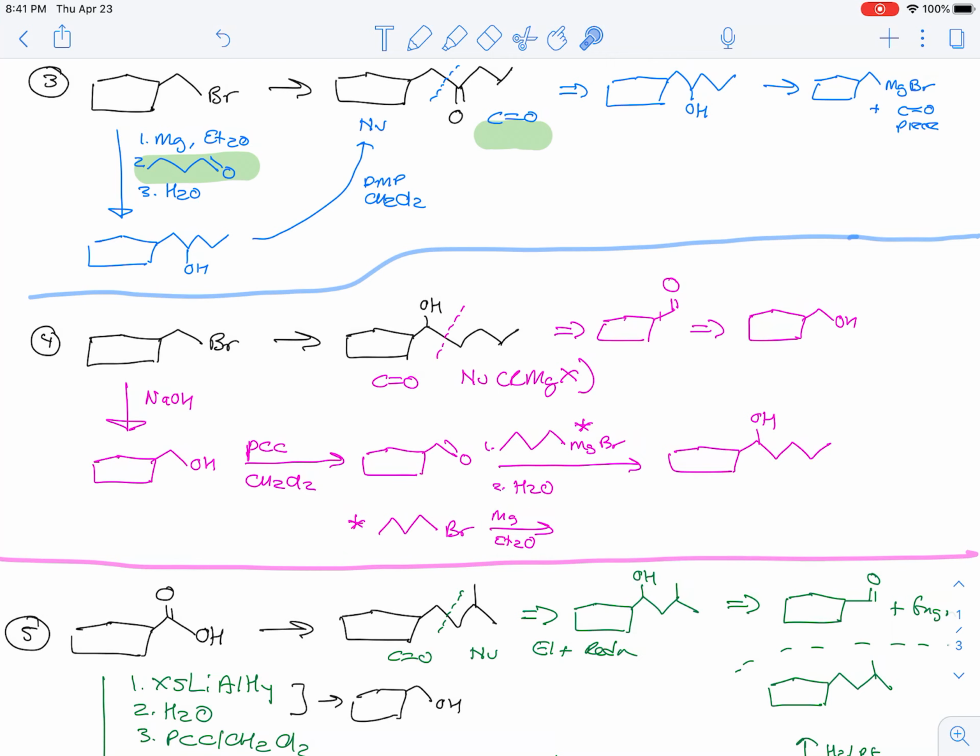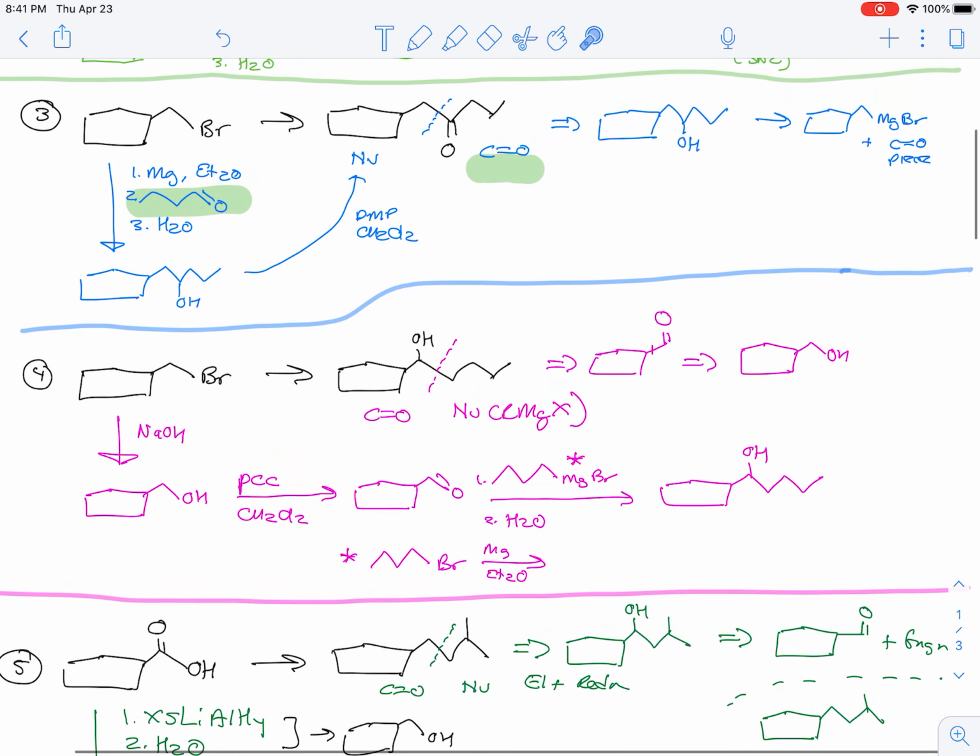And for good measure, I showed the preparation of the Grignard. So make sure you look at these two and you understand how the carbon-carbon bond is made in each case, and why it was chosen the way it was chosen in terms of which side is the electrophile and which side is the nucleophile of the new carbon-carbon bond. Because that's why I picked those two examples.